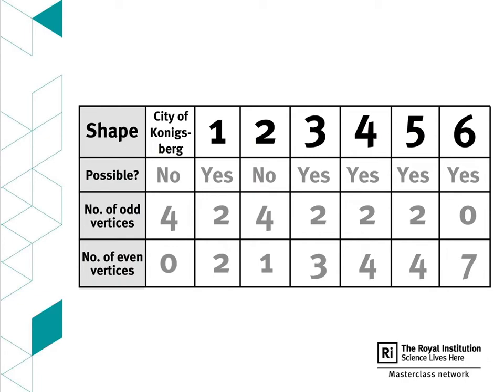This means if there are exactly 2 odd vertices, there will be the start and finish of your Euler path. If you didn't already notice this, check your paths now and see that you always start and finish at the odd vertices. If all the vertices are even, you can still draw an Euler path, but it doesn't matter where you start and finish. You can even start and finish in the same place.